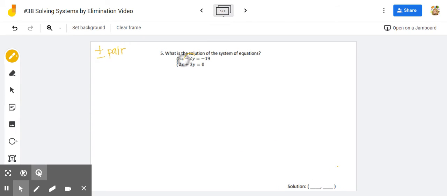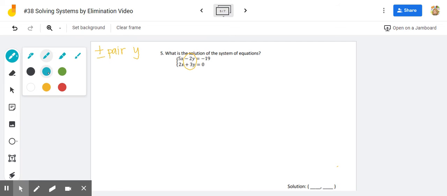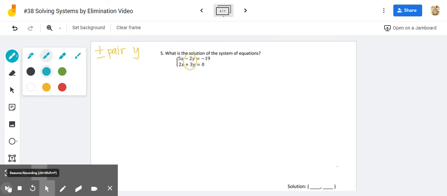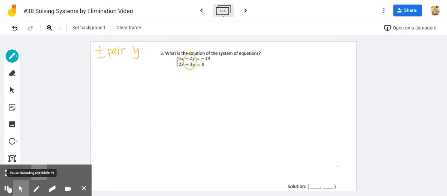So I'm noticing I already have a positive negative pair, which is y, but they don't have the same number in front. So our goal is going to be to force that to be the same. So what is 2 times 3, which is 6y. So to make a 2y into a 6y, we need to multiply by 3 for our top equation, which ends up giving us 15x minus 6y equals negative 57. And in our second equation, to make a 3y into a 6y, we need to multiply by 2. And now we write that new equation.